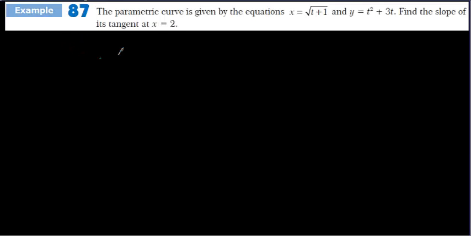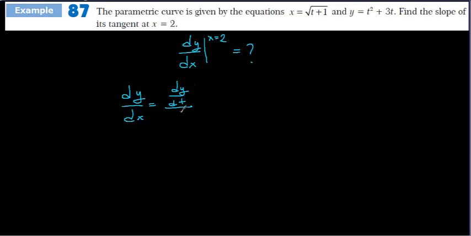And first let me get the derivative of these expressions. And dy over dx, they are asking when x is equal to 2. What is the value of it? And first I'm going to get dy over dx. dy over dx is equal to dy over dt over dx over dt.